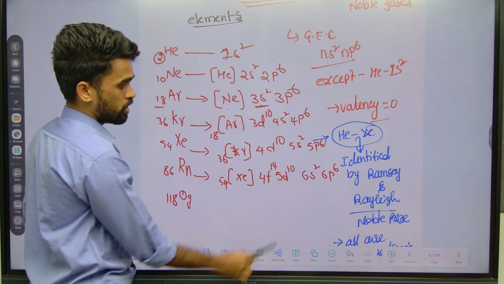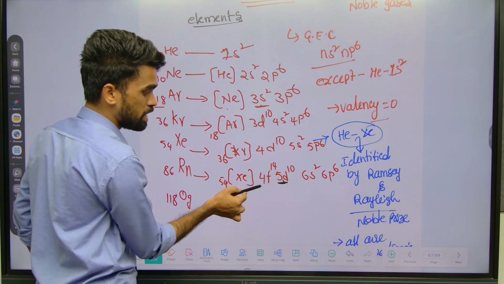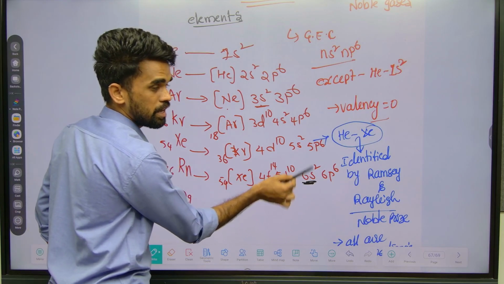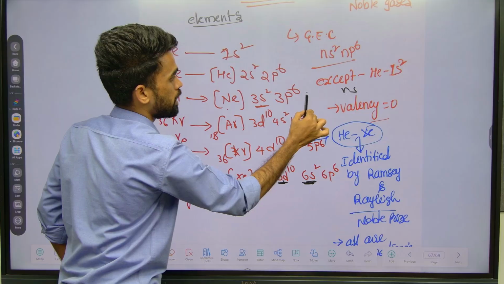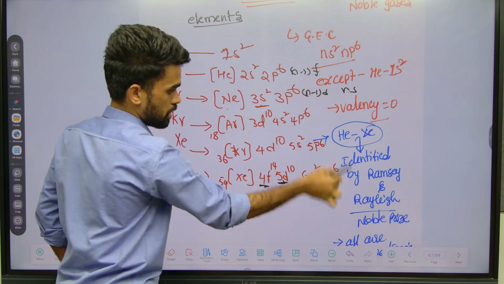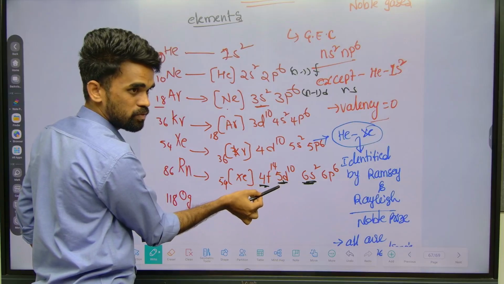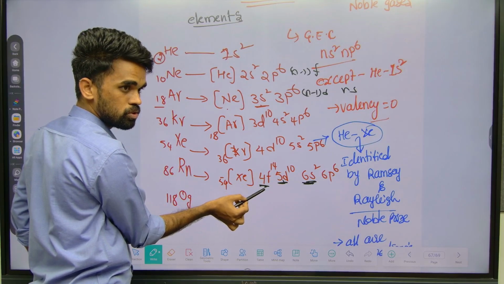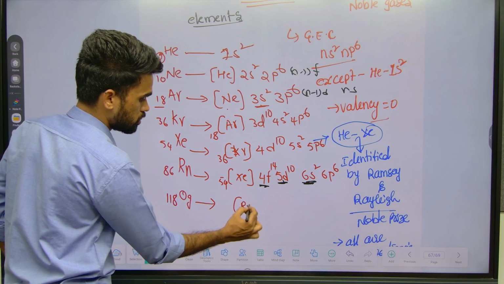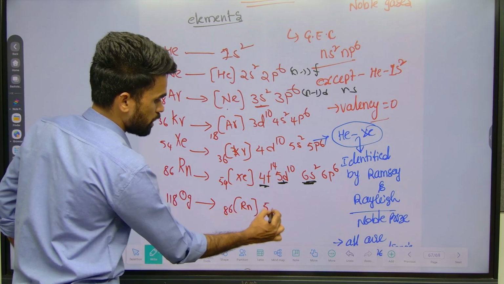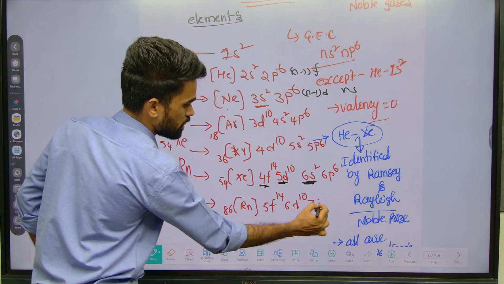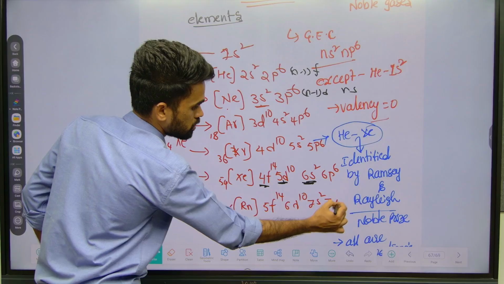4f14. Whenever you are writing 5d, before that, what should come? 4f. Whenever you are writing 6s, like if there is ns, there should be (n minus 1)d and (n minus 2)f. Here 6 means n minus 1 is 5, n minus 2 is 4. Next, this one you tell me, radon, 86, 5f14, 6d10, 7s2, 7p6.